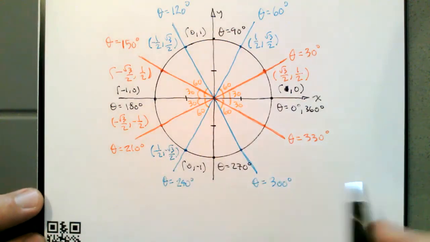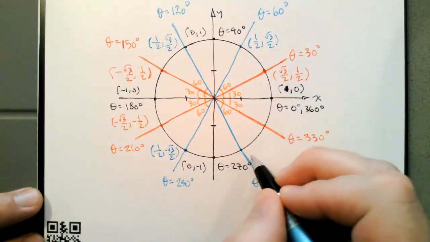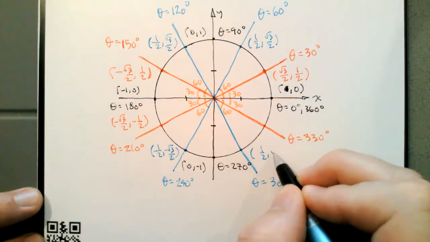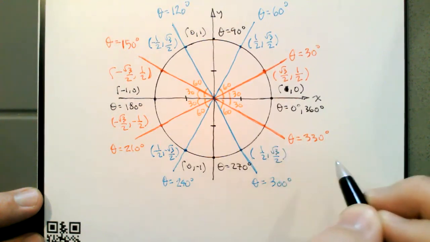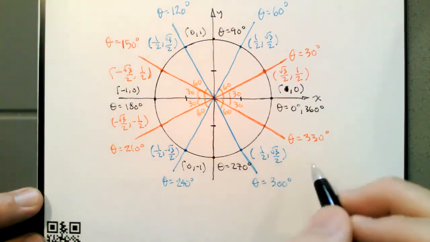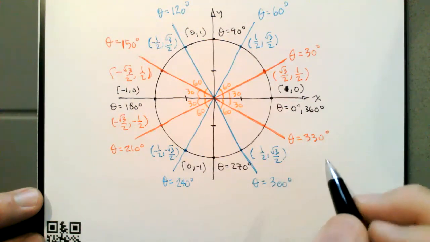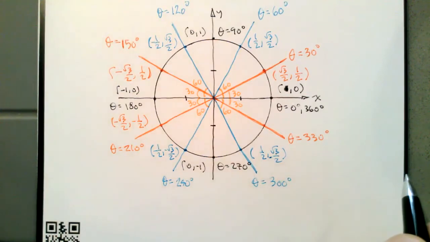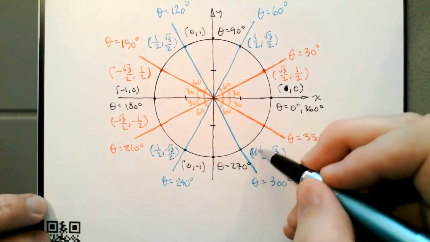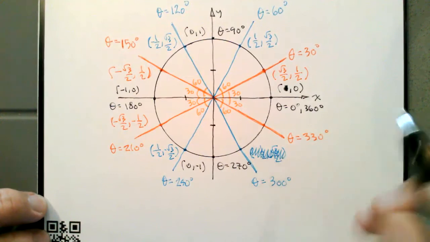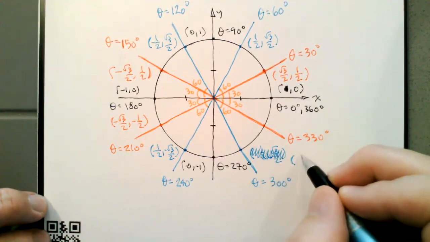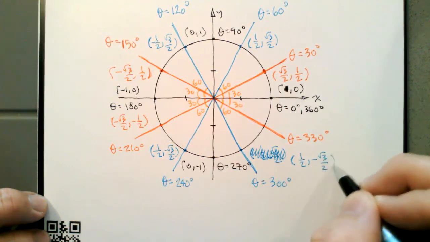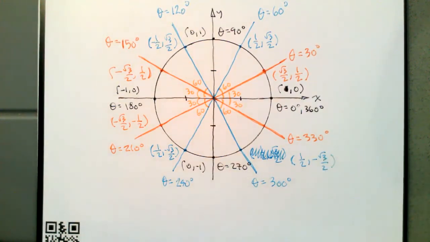At 270, we're at 0, negative 1. At 300, we have a 60-degree reference angle. So we'll still have a 1/2 and a root 3 over 2. But x is positive in the fourth quadrant and y is negative in the fourth quadrant. So we'll have 1/2 is positive and the negative root 3 over 2 is negative. X is positive and y is negative.